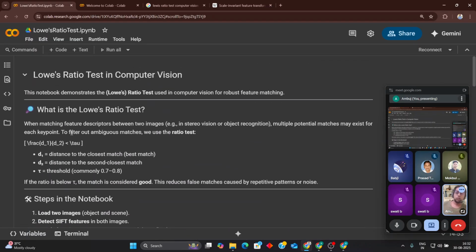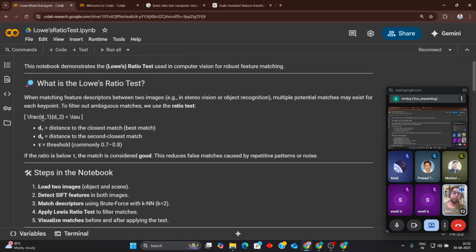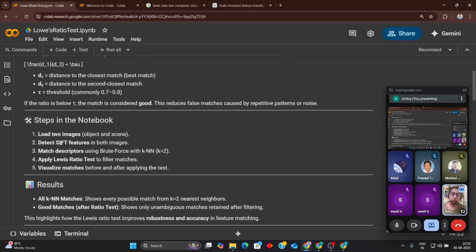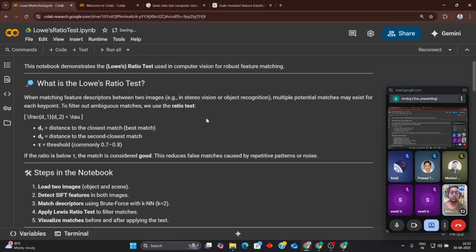Here it is written d1 over d2 less than tau, and d1 and d2 I already told you. What we are trying to do here is just reduce the number of features in your key point detection. Because after key point detection, if you try to match each and every feature with one another, a lot of possibilities would be there, and in all of those possibilities, the important ones which will yield better results would be lost.